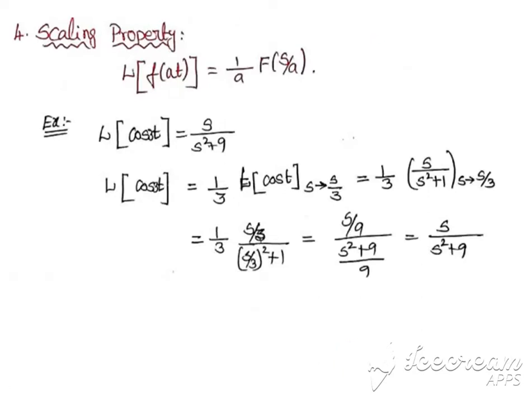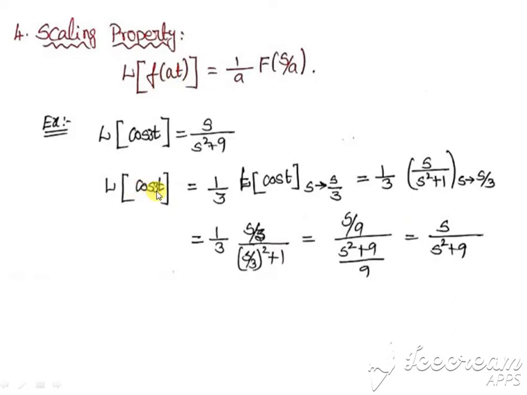Next property, the scaling property or change of scale property. Laplace of f of at is equal to 1 by a F of s by a. This property is directly asked in the question. Laplace of cos 3t, we already know the answer, s by s squared plus 9. Now we can solve this problem by using this property.